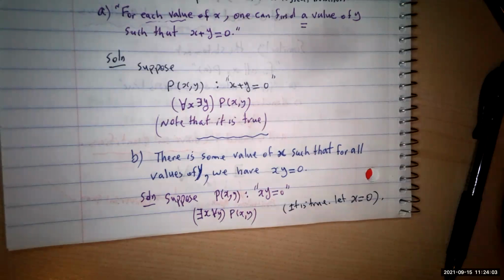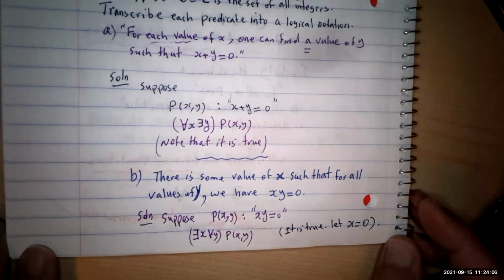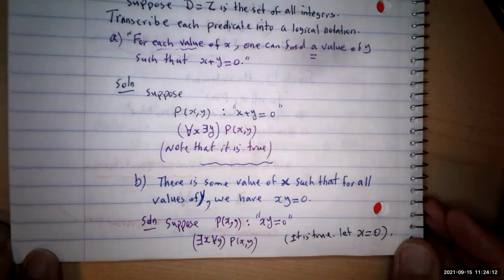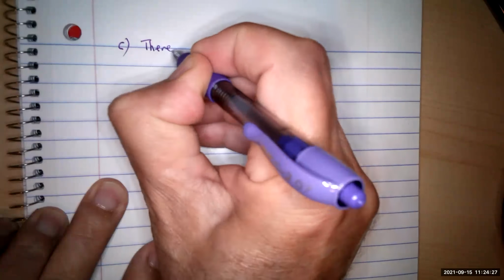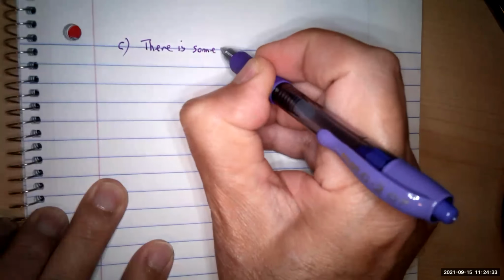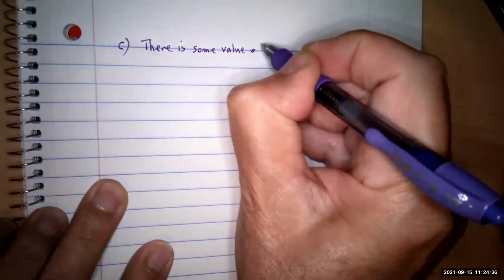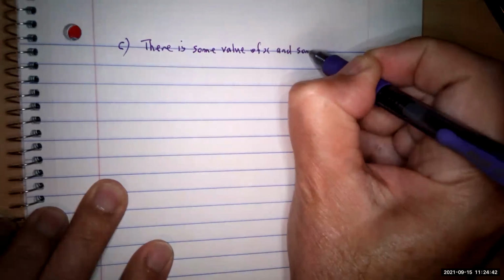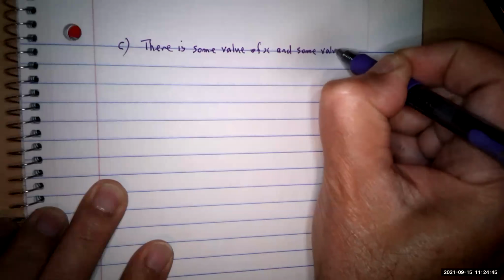Let's have another one. We have quite a lot of these in your practice one. I'm going to post it for you later tonight, practice test number 1, with various statements. So another one is this one, part C, a different format. There is some value of x, and some value of y.